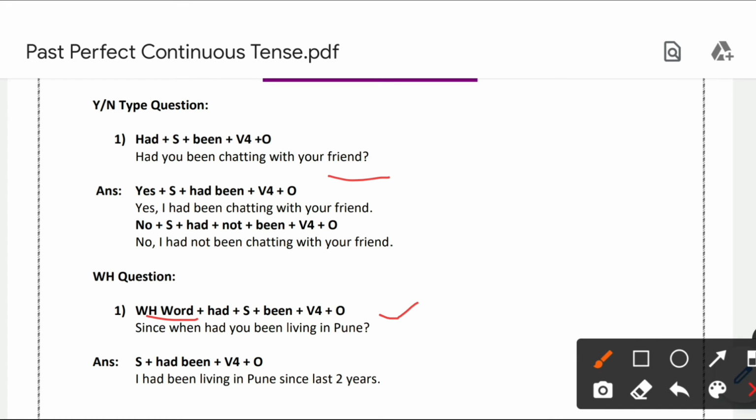Till when you can ask. Why had you been chatting with your friend? That also you can ask. In this way. Now here I have taken another example. When had you been living in Pune? Or why you can ask. Why had you been living in Pune?